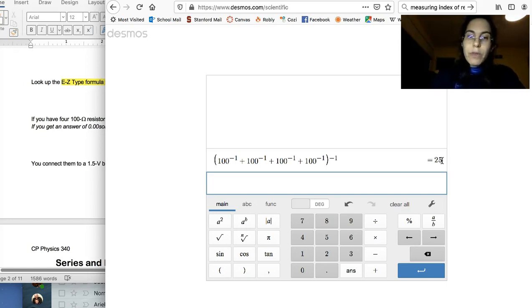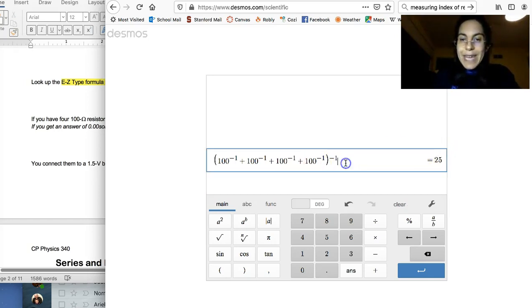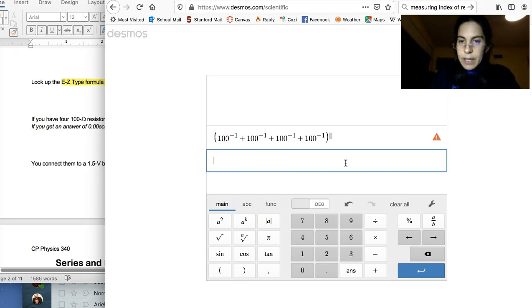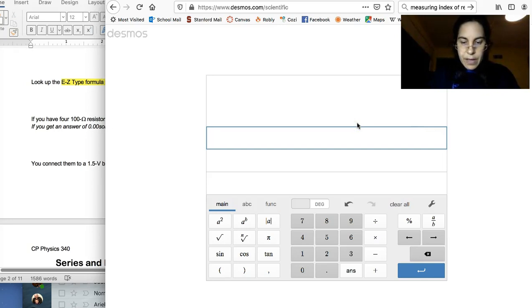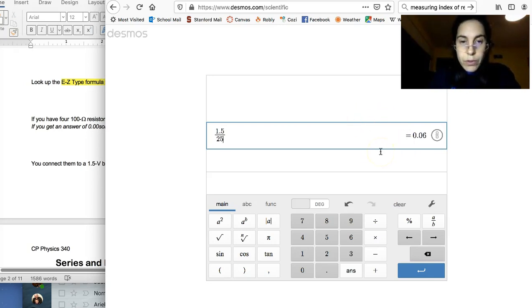What's a little bit smaller? Well, in this case, the smallest resistor was 100. Who are we kidding? The only resistor was 100. And the total resistance is 25. It was not 0.00 something. Now, if you connect this circuit to a 1.5 volt battery, then you have 1.5 volts, don't forget your volts, divided by 25 ohms of resistance.